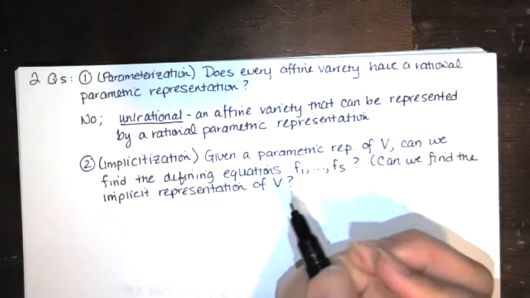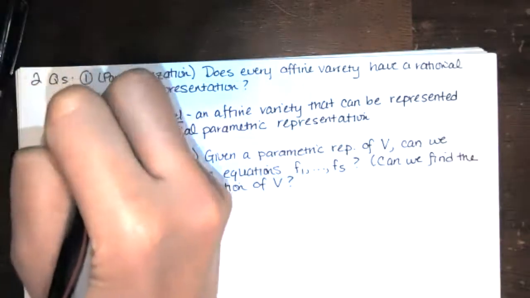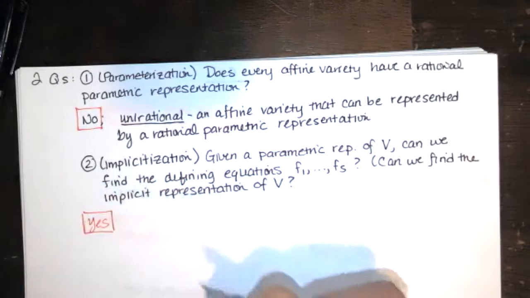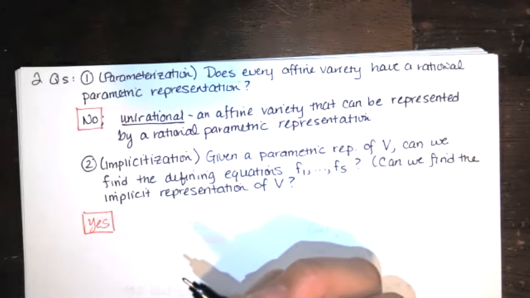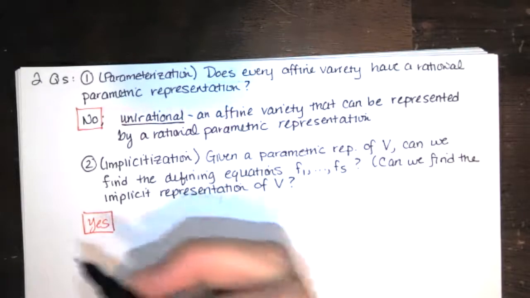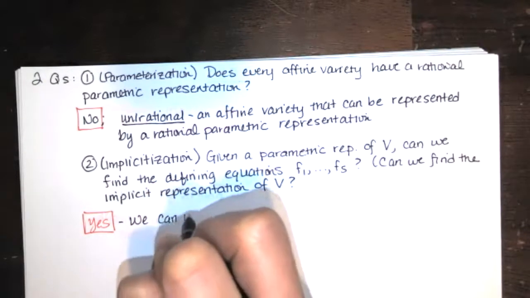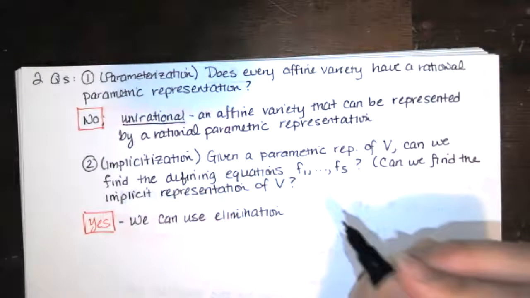And the answer is yes, actually, with this one. So no, we don't always have a rational parametric representation. But yes, if we do have a parametric representation, we can find the original polynomials. And you've done this before. If you've taken Calculus 2 or Calculus 3, the strategy is usually called elimination. You can use elimination, sometimes called elimination theory.